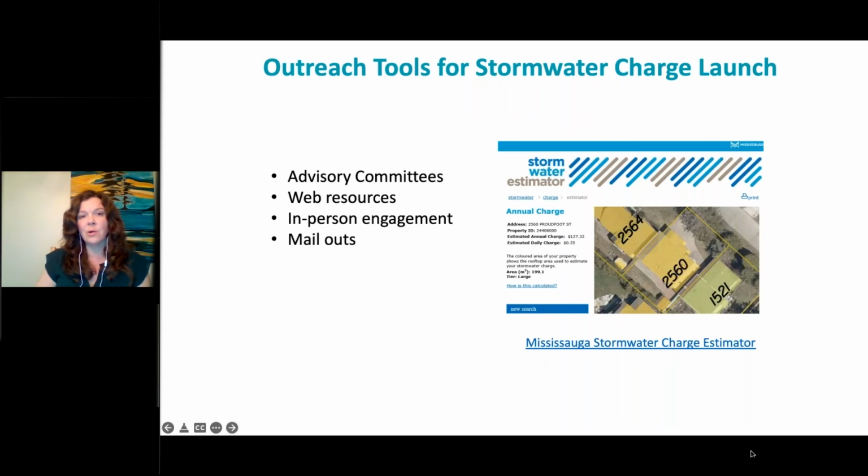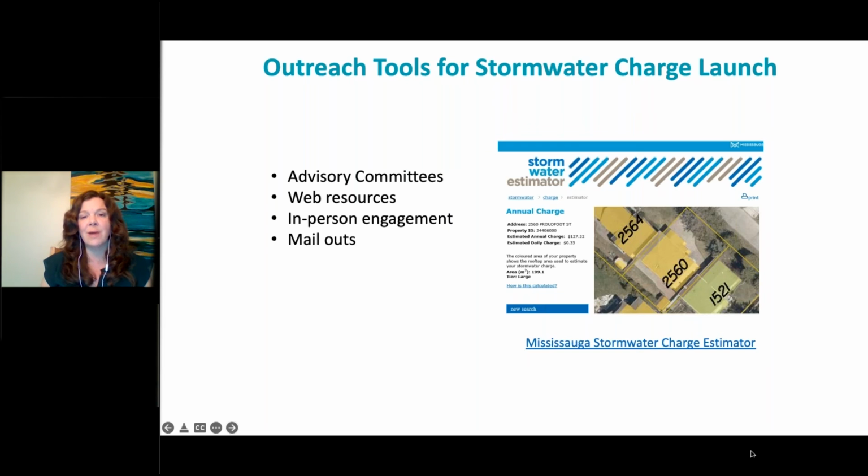We also implemented various outreach tools for the launch of the stormwater charge. So I'd mentioned our advisory committees. We had a variety of web resources. We did in-person engagement. This was obviously all pre-COVID. We did mail outs to every property in Mississauga.